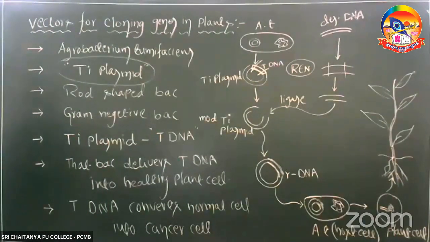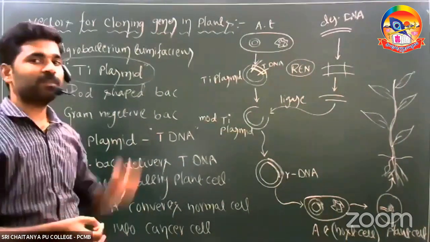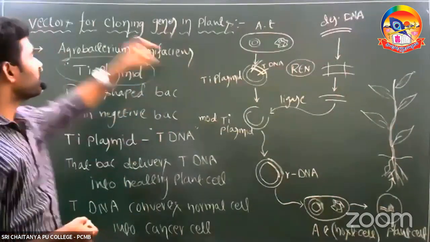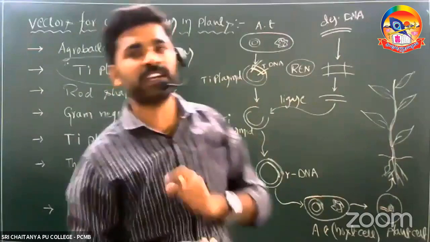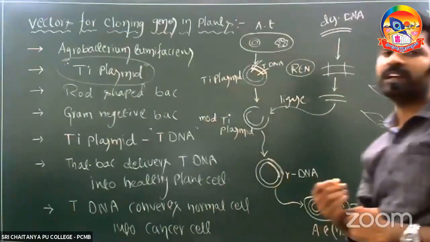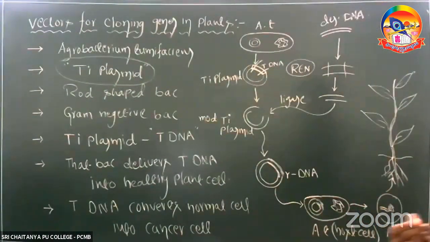So this is the information related to vectors for cloning genes in plants. Is it clear? What type of vectors are we using for cloning genes in plant cells or plant cell cytoplasm? Ti plasmid. Normal Ti plasmids or modified Ti plasmids? Modified Ti plasmids, right? So note it down.